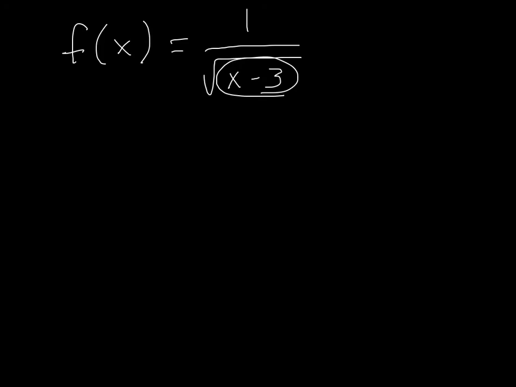And it also has to be greater than or equal to 0 if it was underneath a radical. So combining the two together, underneath has to just be greater than 0. So we take x minus 3 greater than 0.